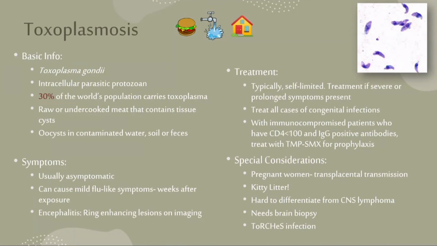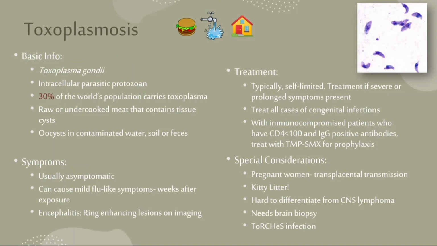These can be detrimental to fetuses, and we do see this occasionally. So in pregnant women or women that are infected during pregnancy, this can have transplacental transmission. This is why we ask pregnant women to have somebody else change the kitty litter, because of the oocyst in the cat feces. This is sometimes hard to differentiate from CNS lymphoma, so it is very important that you do differentiate this if you have any question at all. This does need an actual brain tissue biopsy for confirmatory testing.